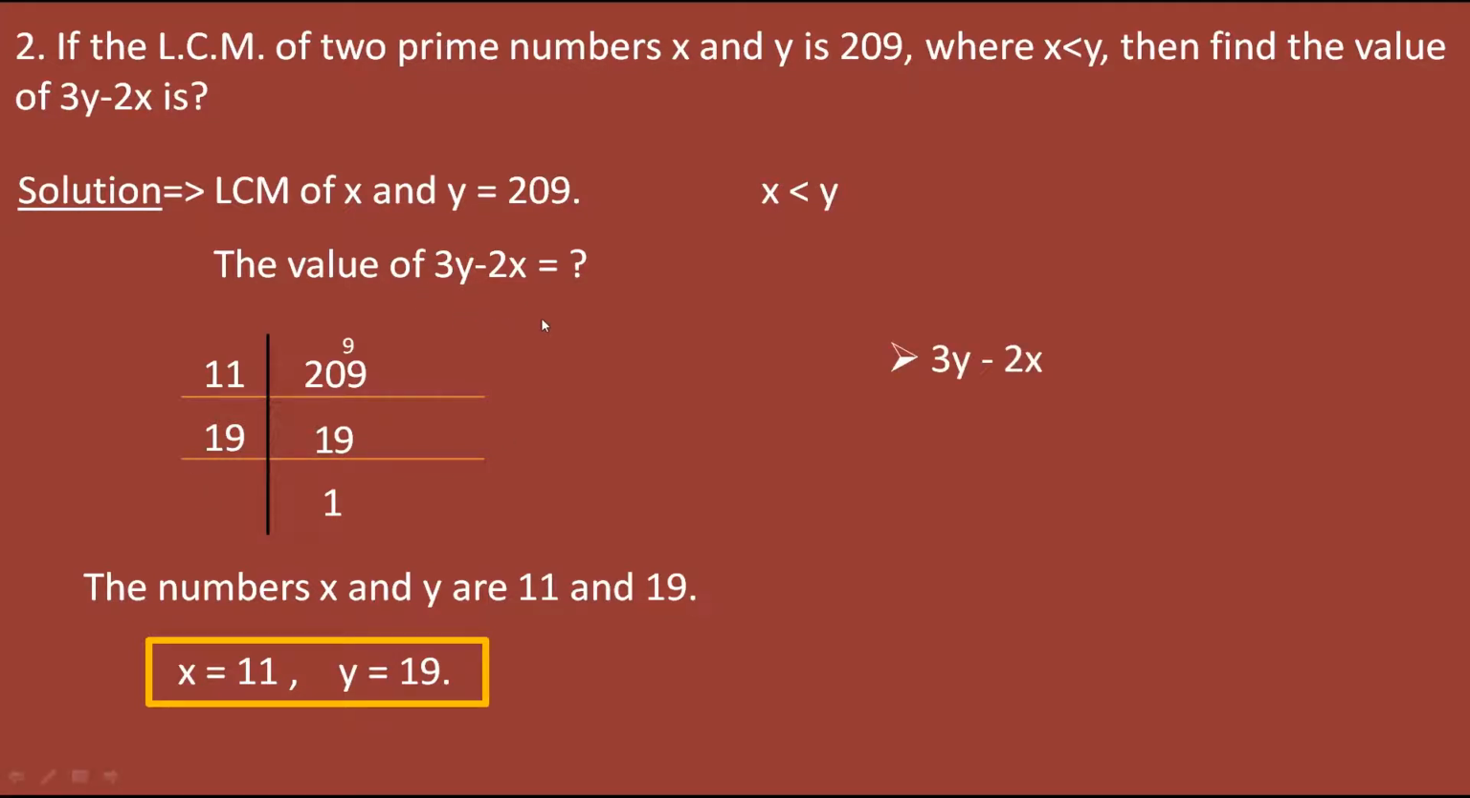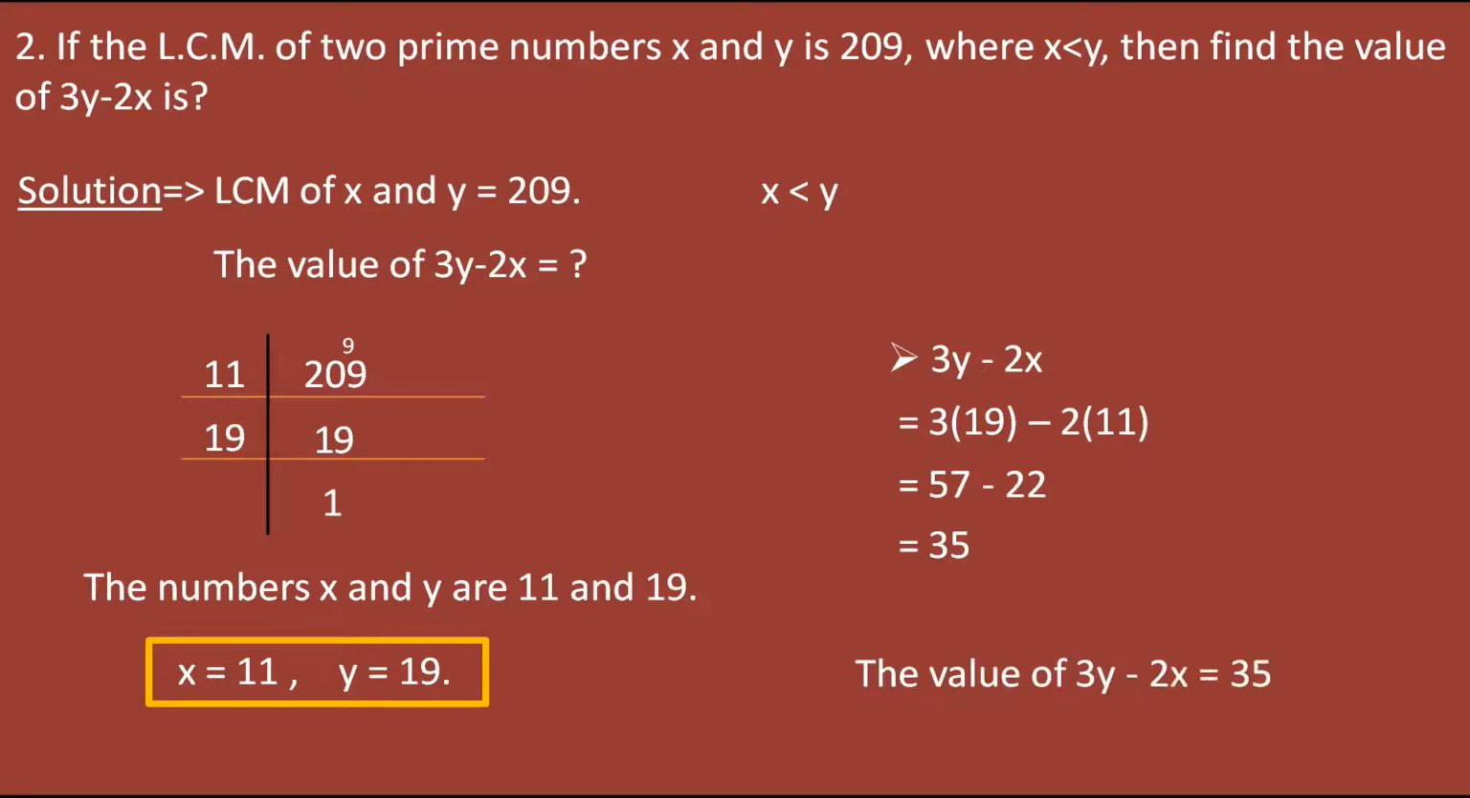So 3 into y means 3 into 19 minus 2 into 11. So 19 3s are 57 and 11 2s are 22. When we subtract, we will get the answer as 35. Therefore, the value of 3y minus 2x is 35. This is the final answer of this question.